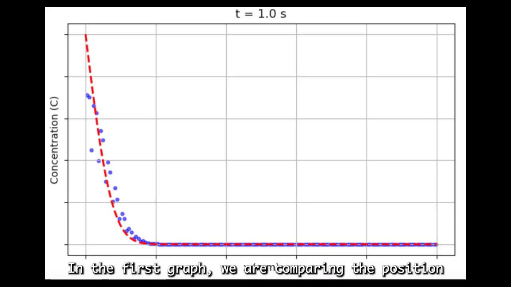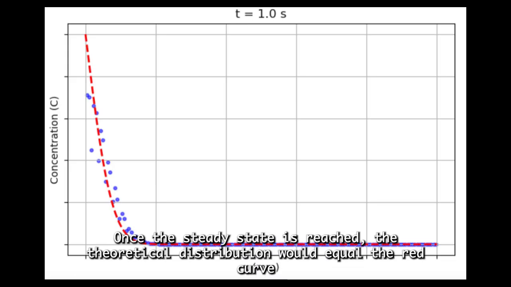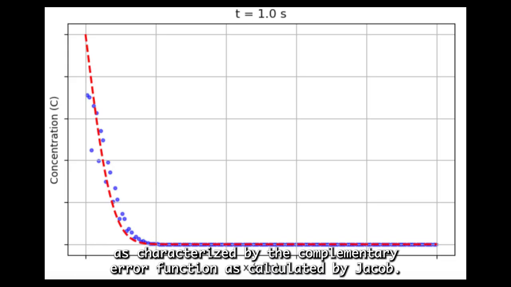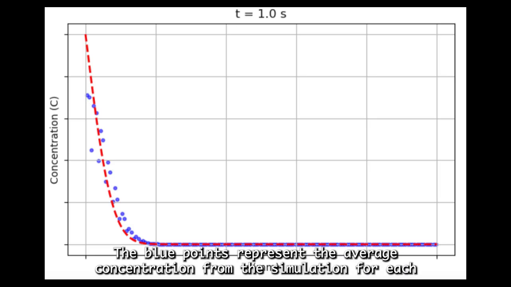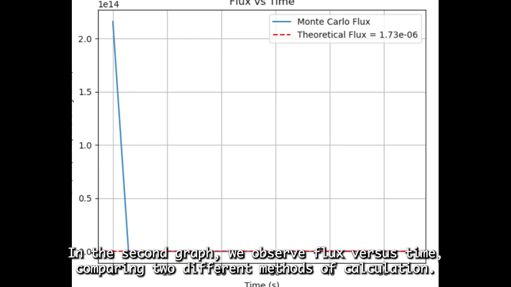In the first graph, we are comparing the position of the oxygen molecules versus the average concentration present in each of these regions. Once the steady state is reached, the theoretical distribution would equal the red curve that is characterized by the complementary error function, as calculated by Jacob. The blue points represent the average concentration from the simulation for each 2 times 10 to the negative 5th millimeter increment. In the second graph, we observe flux versus time, comparing two different methods of calculation.